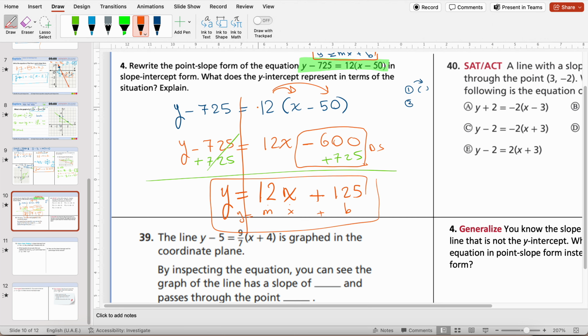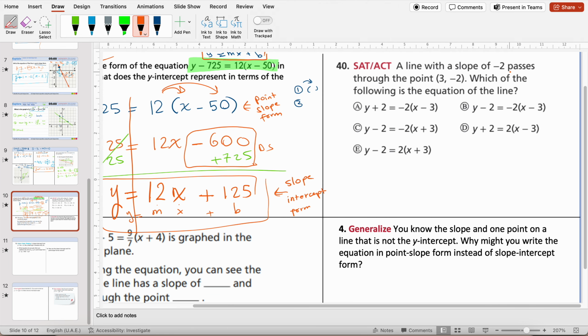So the point slope form and the slope intercept form, they are very related. Only distribute and isolate the y, you will get back the slope intercept form. Here this was what? Point slope form. That's it.